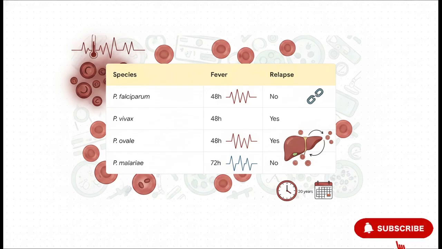Contrast that with the bottom row, Plasmodium malariae. That one has a 72-hour quartan fever cycle, and terrifyingly, it can linger in your body for up to 20 years. Meanwhile, you've got vivax and ovale sitting in the middle, and those guys can actually hide out dormant in the liver and cause a relapse way down the line.